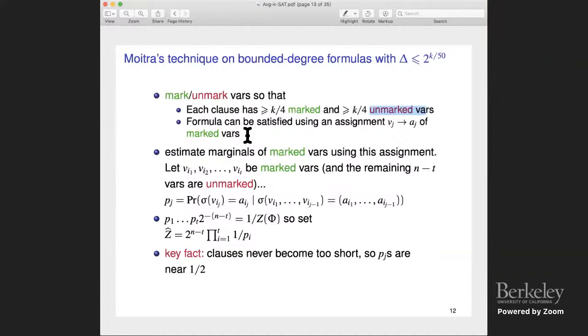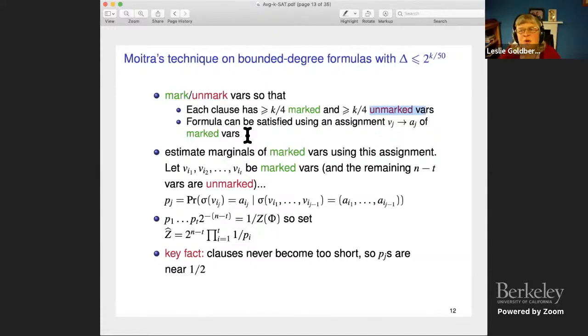Sorry, can I ask a question? Who is asking it? Was it Jane? Jane, yeah, go ahead. You might be a little late for jumping in, but we'll continue. Go ahead. All right. So Moitra's technique works only for maximum degree at most 2 to the K over 50. Does it restrict how far your density can go if you want to apply this technique? Like, could you ever expect that the density can go over 2 to the k over 50?